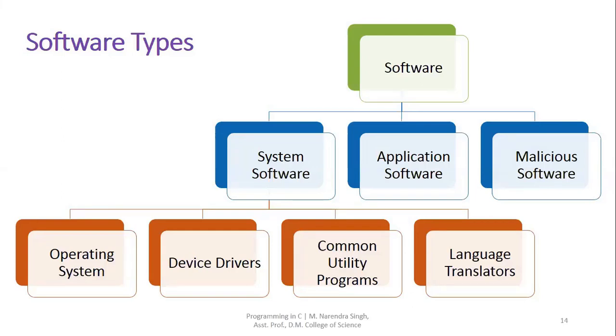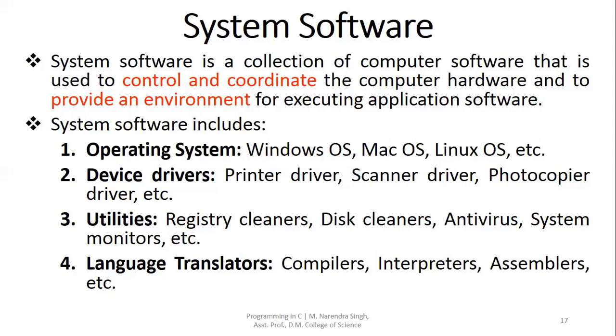Now, we have heard about all kinds of virus, crimeware, adware, spyware, all kinds of these things. These all come under the category of malicious software. Right, so these are the third type of software. Again, system software is those software which we need to run our computer system. It controls and coordinates the computer hardware, and it provides an environment for running the application software installed in our computer. System software are of four types.